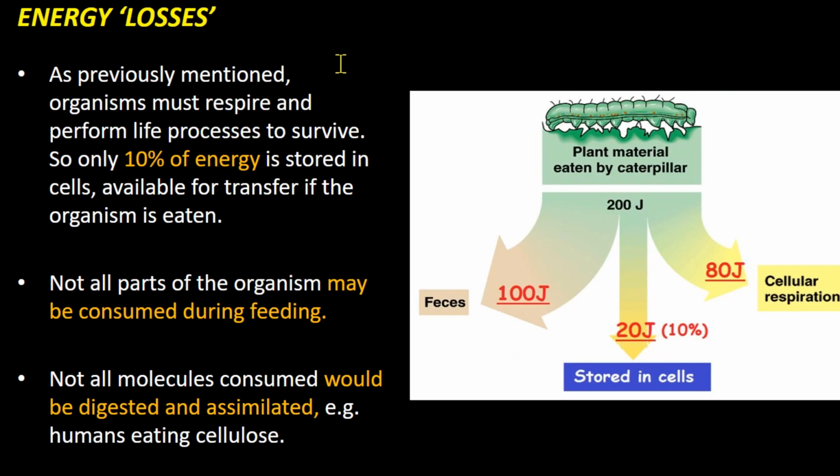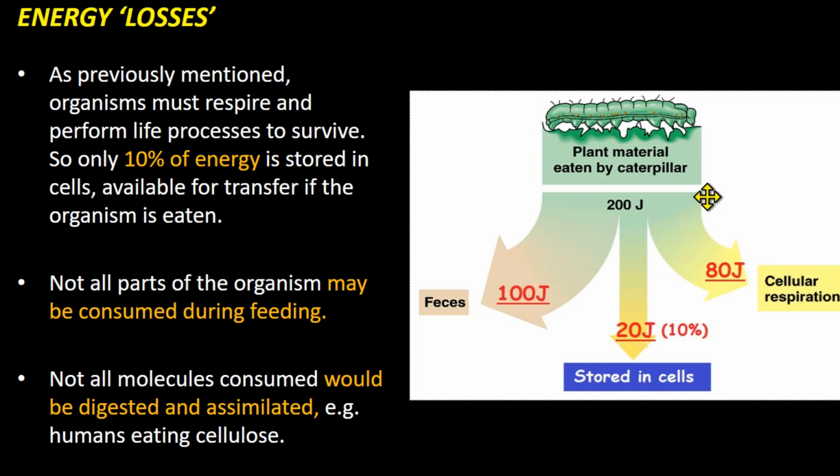So when we talk about energy losses, we have to keep in mind the law of conservation of energy, which says that energy cannot be created nor destroyed, but can only be converted into different forms. In this case here, as previously mentioned, organisms must respire and perform life processes to survive. So the 10% of energy is stored in the cells, available for transfer if the organism is eaten.